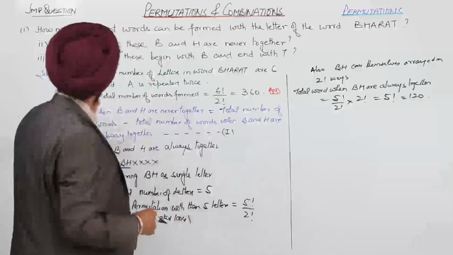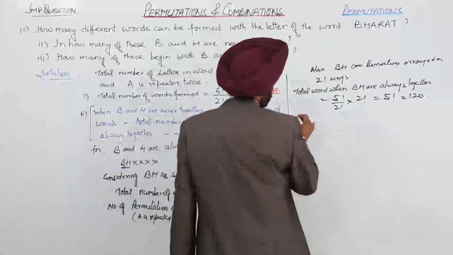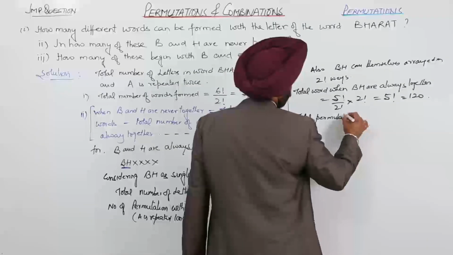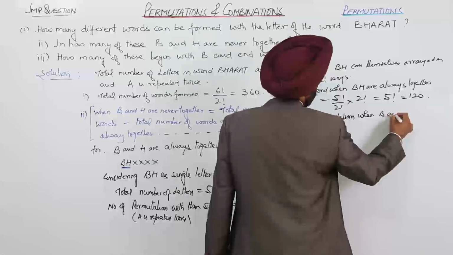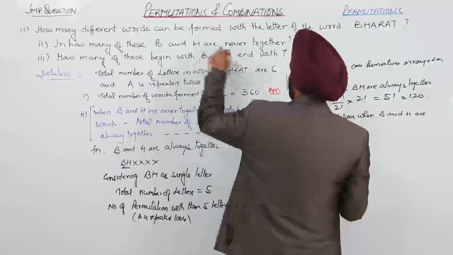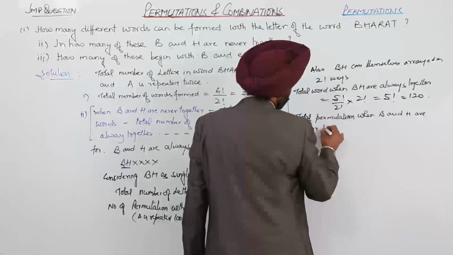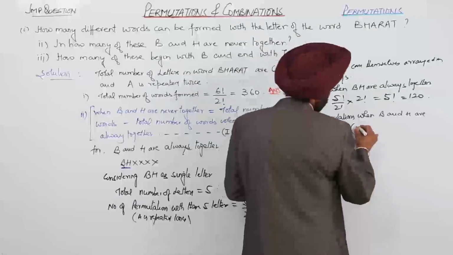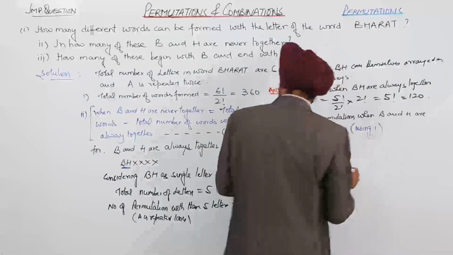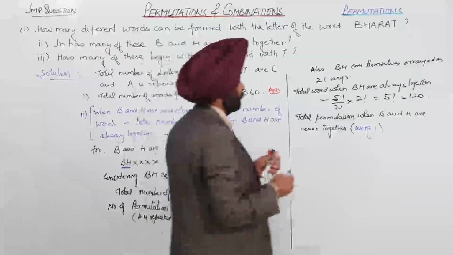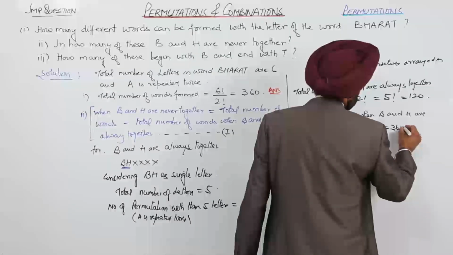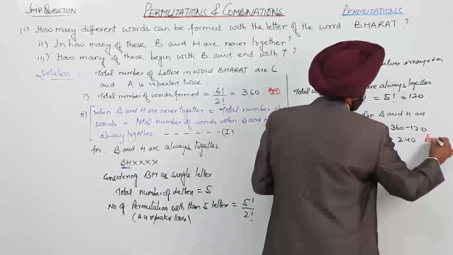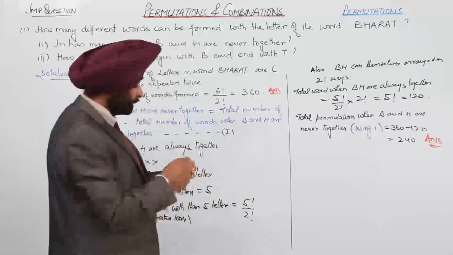Now, how many of these have B and H never together? Now the total permutations when B and H are never together, using equation 1, is equal to 360 minus 120. This is equal to 240. Answer.